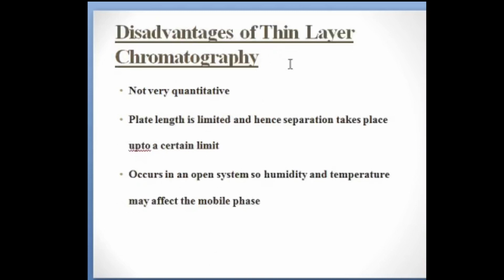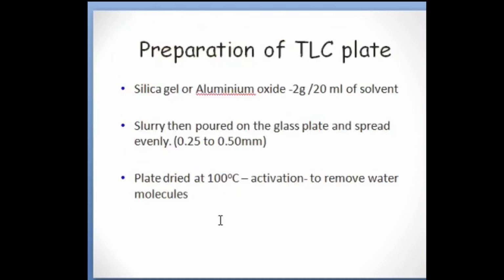However, there are also several disadvantages. Number one is it is not very quantitative. Then the plate length is limited. It is very small compared to paper chromatography. And separation takes place up to a certain limit. And this also occurs in an open system, so humidity and temperature may affect the mobile phase.